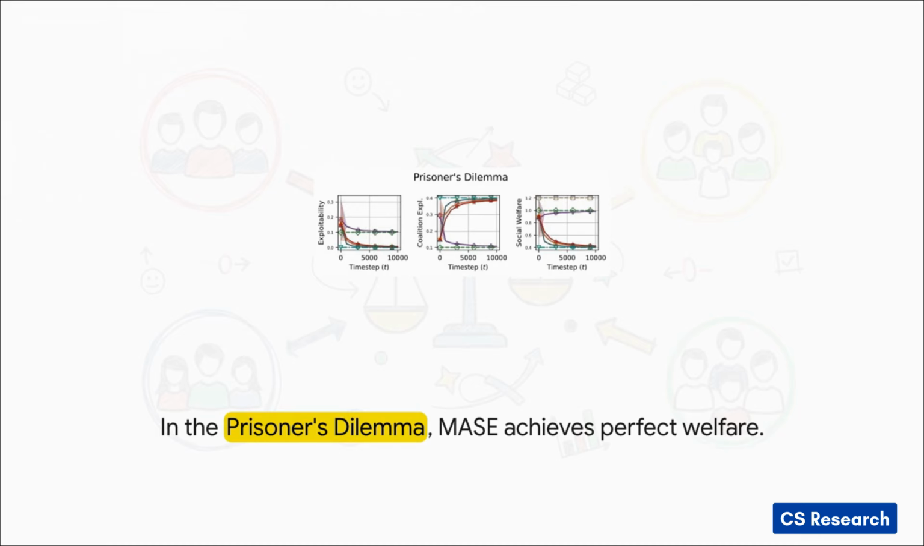But the real kicker is the third chart on the right, social welfare. This is the total good achieved for everyone. The baseline algorithms completely flatline at a dismal social welfare of just 0.4. They literally doom the players. But look at the purple MACE line. It shoots straight to the top, actively promoting cooperation and achieving a perfect social welfare of 1.0.